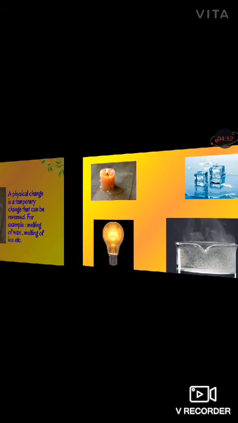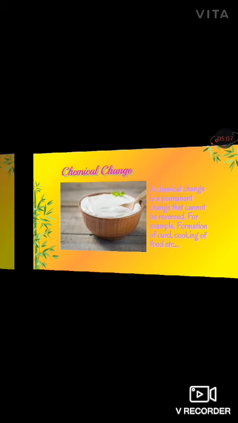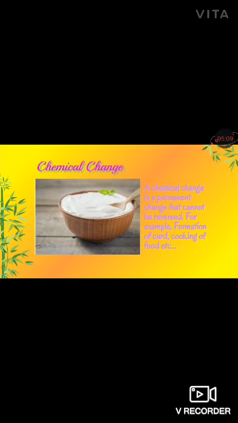Similarly with ice. You can see the examples of some physical changes like melting of wax, melting of ice, glowing of an electric bulb and evaporation. Next, chemical changes. A chemical change is a permanent change that cannot be reversed. For example, formation of curd, cooking of food, etc. Can you see the curd in the picture? Yes, after it has been converted to curd, it cannot be made back into milk.